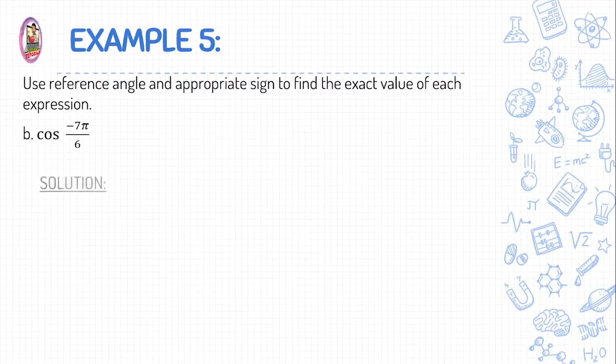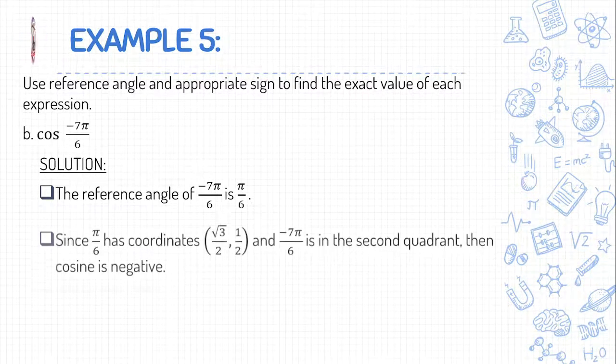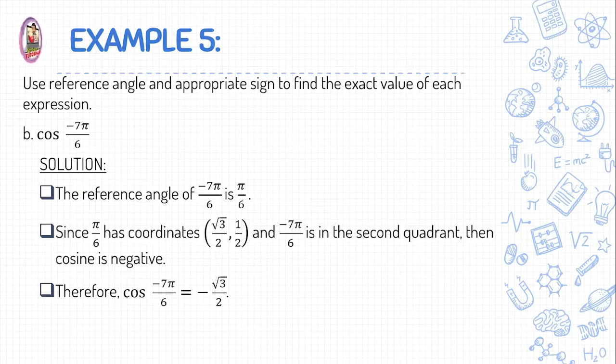For item B, we have cosine negative 7 pi all over 6. The reference angle of negative 7 pi all over 6 is pi all over 6. Since pi all over 6 has coordinates square root of 3 all over 2 and 1/2, and negative 7 pi all over 6 is in the second quadrant, then cosine is negative. Therefore, cosine negative 7 pi all over 6 is equal to negative square root of 3 all over 2.